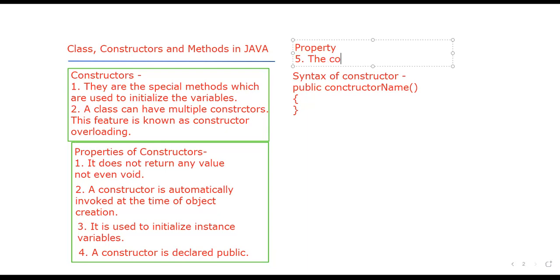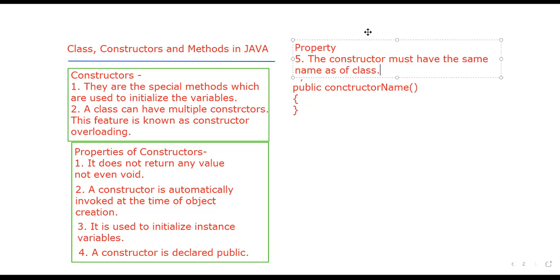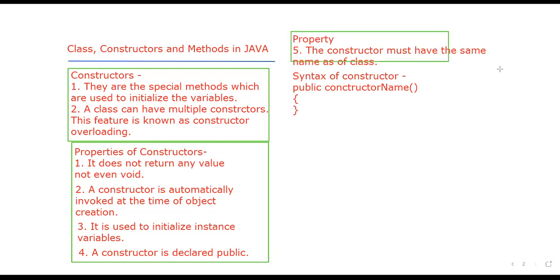The constructor must have the same name as of class. It's very, very important. You can't change the name of the constructor. Okay, understood now? Yes, ma'am. So this is 5th property of constructor. I'm just making it a separate box here so that this is the property number 5.